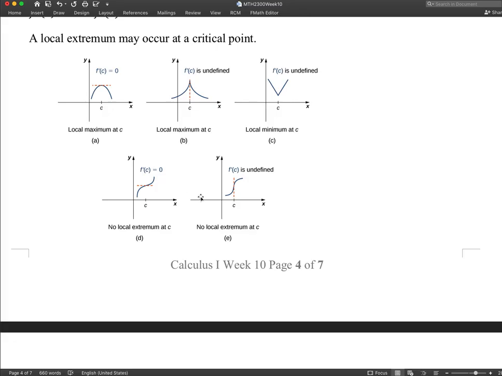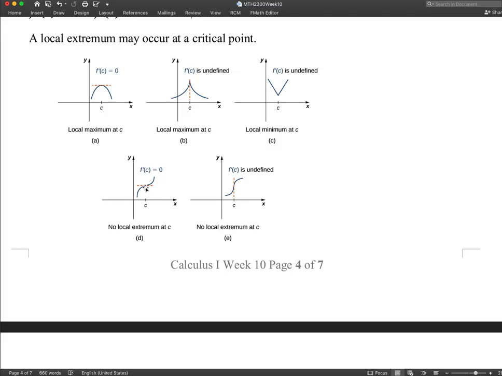These graphs may show a better idea of where a local maximum or local minimum may occur. This is the situation. And also, we could have a situation where the derivative is 0, and you still may not have a local maximum or minimum, right?